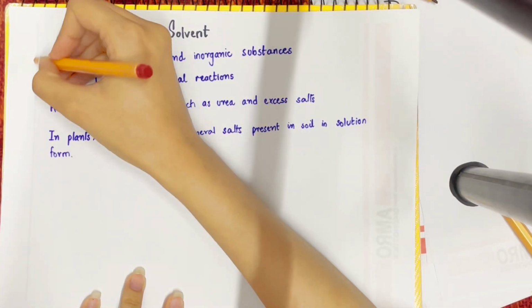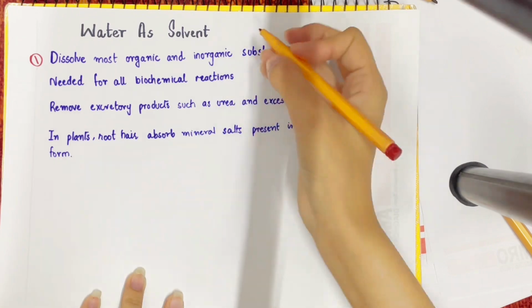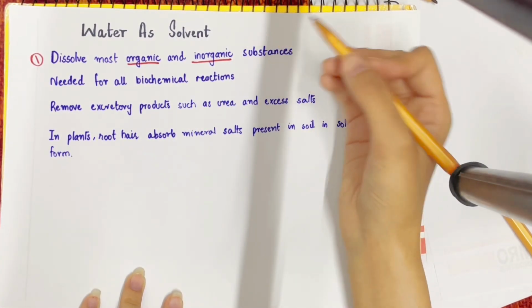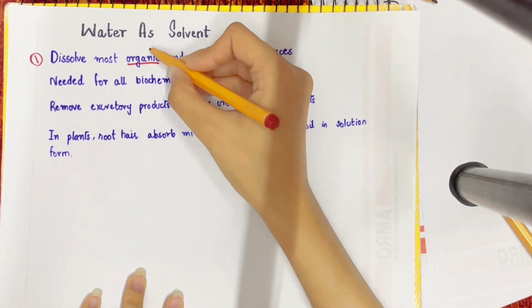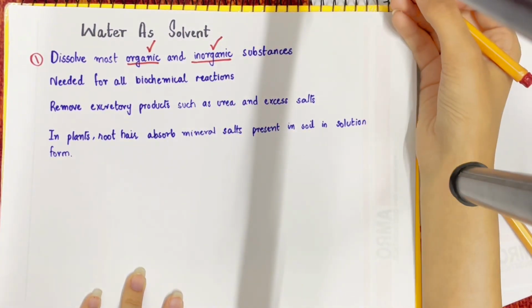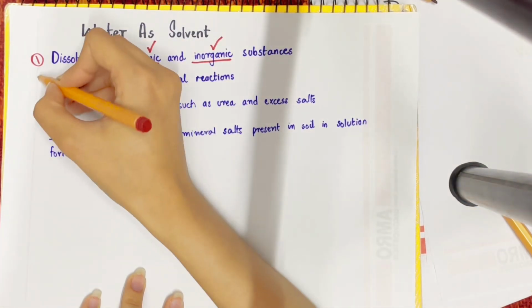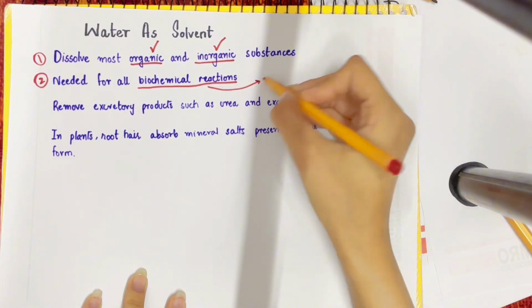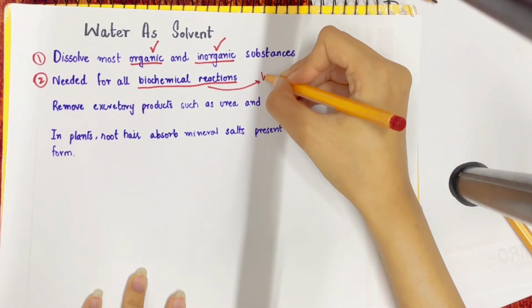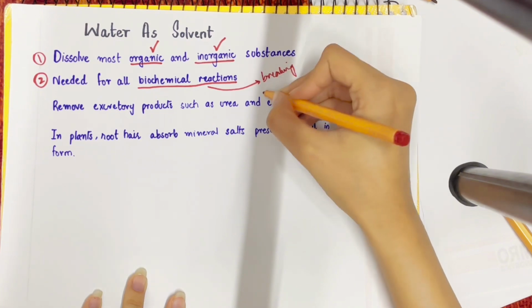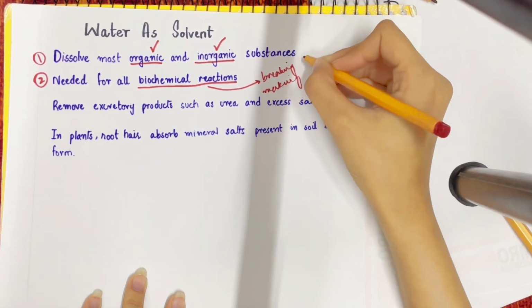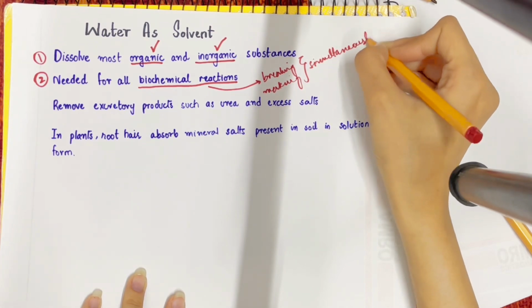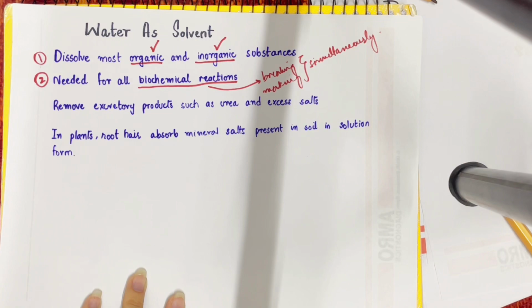Number one pointer says it dissolves most organic and inorganic substances. As water is a universal solvent, it means that it can dissolve most kinds of substances. It can dissolve organic as well as inorganic substances in itself. The second point says it is needed for all biochemical reactions. Biochemical reactions are those in which there are breaking and making processes taking place simultaneously in the body or in any other place where we require water.